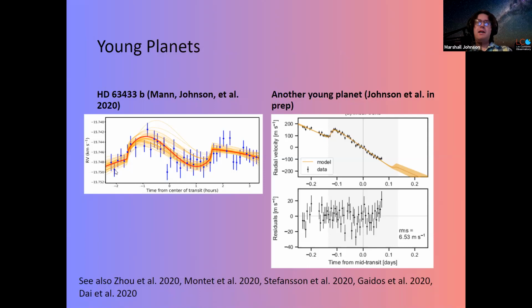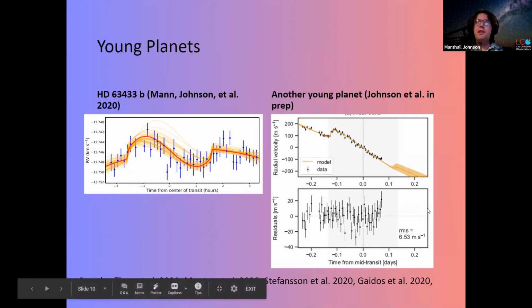So as a planet transits a rotating star and blocks regions of the star, you get this velocity anomaly during transit, and the form of that allows you to measure the spin-orbit misalignment. And here, this planet is in a prograde orbit.